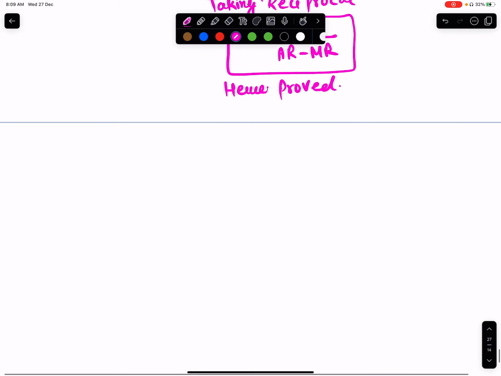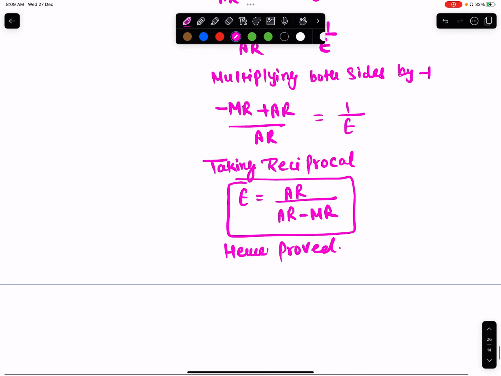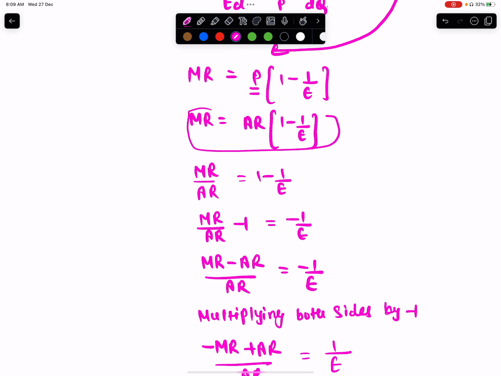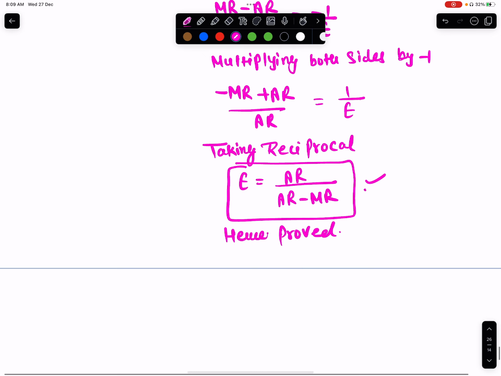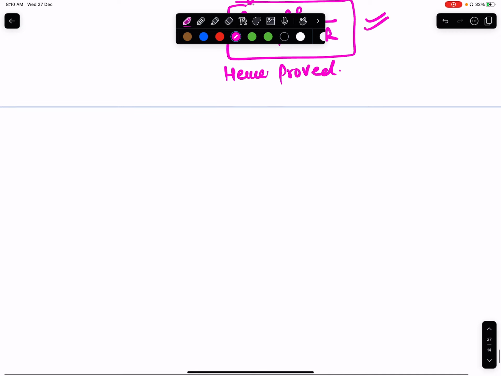So let's see some questions on that. We have to remember these formulas. If we have AR minus MR, we can apply this formula also. So now move to another part of this.